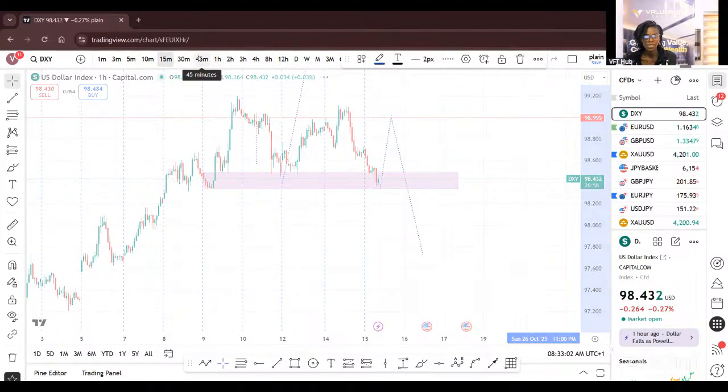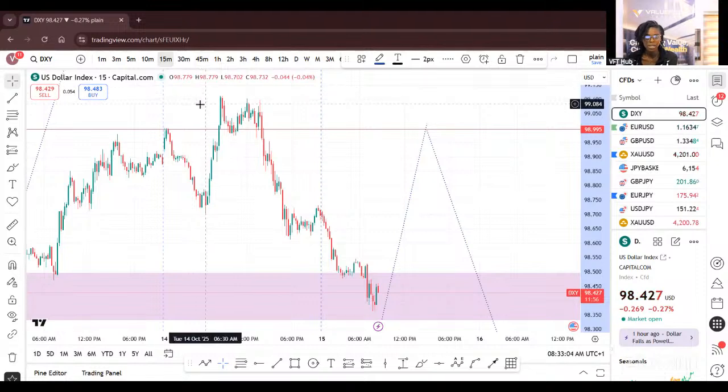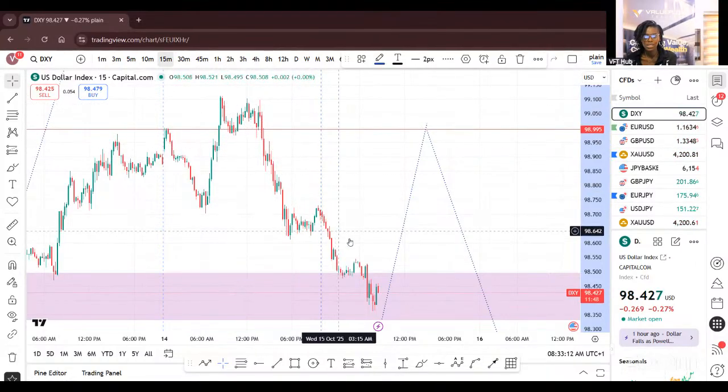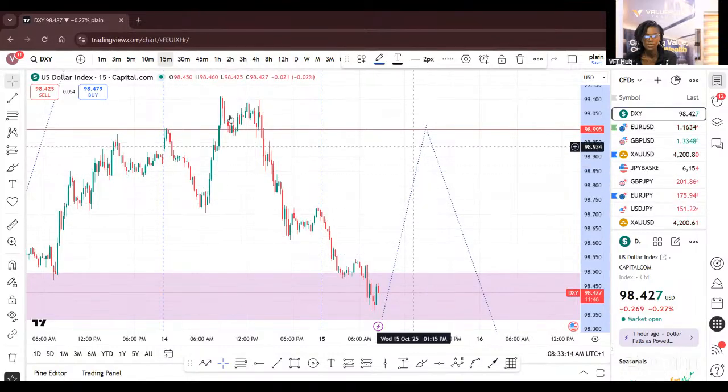On the 15 minutes time frame, let's see what price has for us. Basically the same thing. Shoulder at 98.995, sweep to the upside, break to the downside. We want to see price retracing right back into the left shoulder, and once price does that, I'm willing to sell DXY.